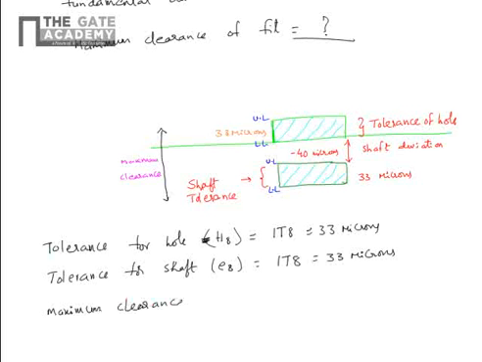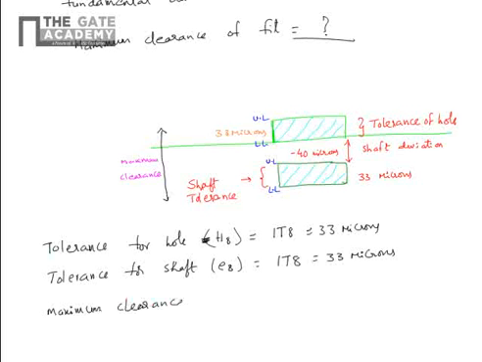So 33 is the hole tolerance, plus deviation 40, plus 33 shaft tolerance. So hole tolerance 33, shaft deviation and shaft tolerance, which is 106 microns. So the answer is D, which is simple, 2 marks.